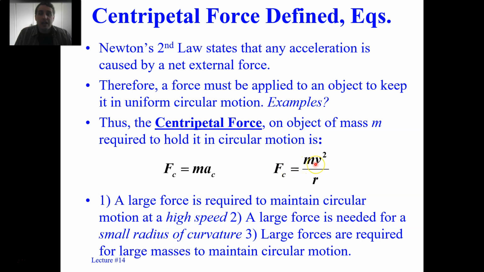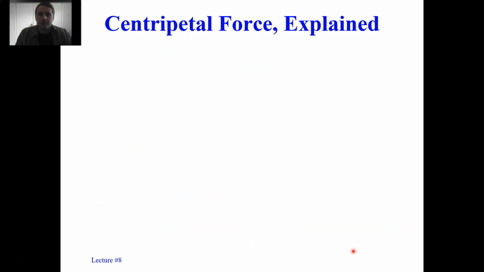Notice that a large force is required to maintain circular motion at a high speed. Well, that makes sense. If you double the speed, you get 4 times the centripetal force. And we talked about that, in that it's harder to hold a turn in your car going fast than going slow. A large force is needed for a small radius of curvature. Again, that was discussed in the previous lecture. A smaller circle requires a larger centripetal force to hold it in towards the center because it's a sharper turn. Lastly, a large force is required for a large mass to maintain circular motion. And that should make sense because larger masses have larger inertia.